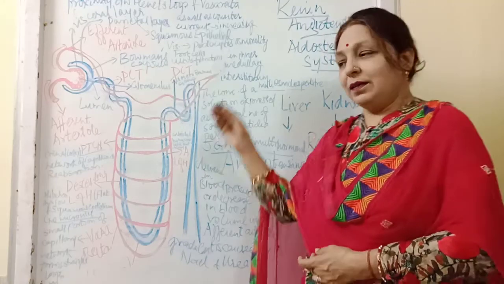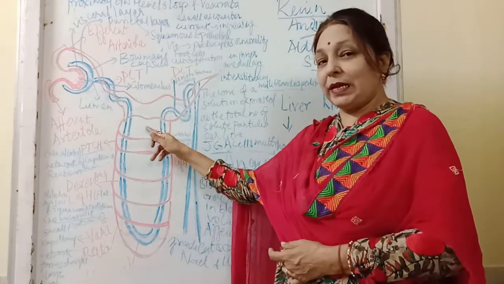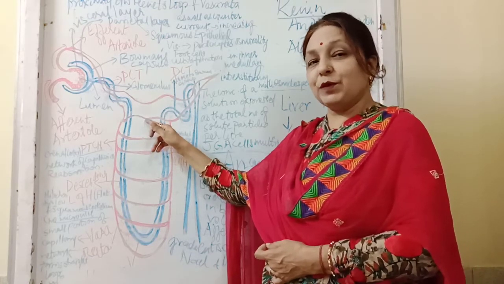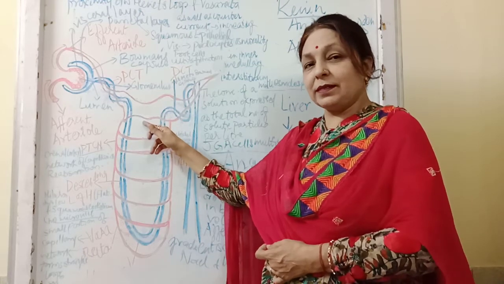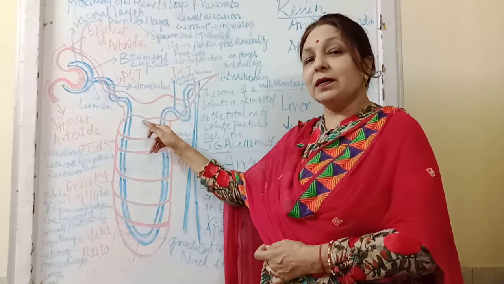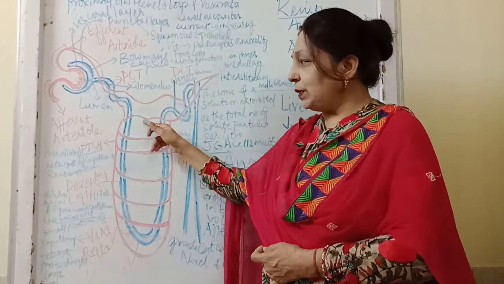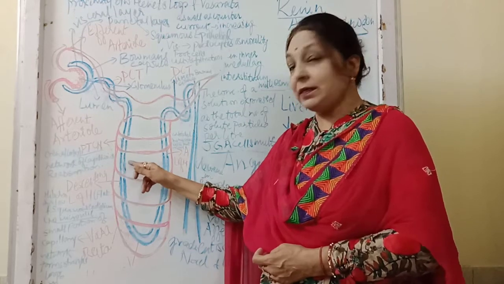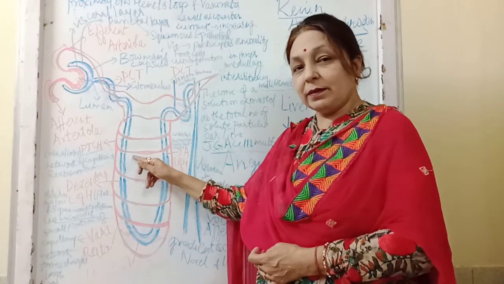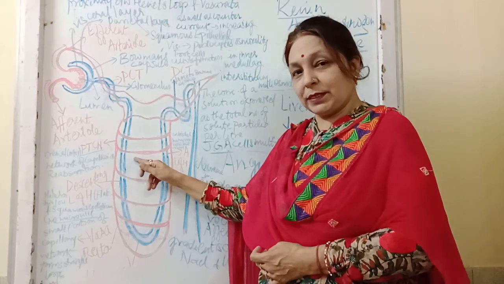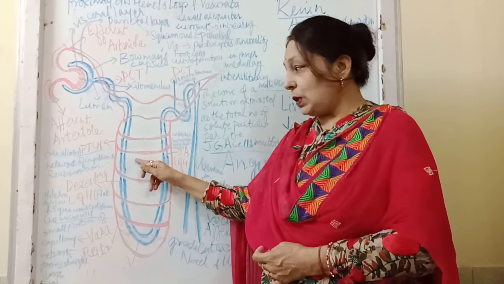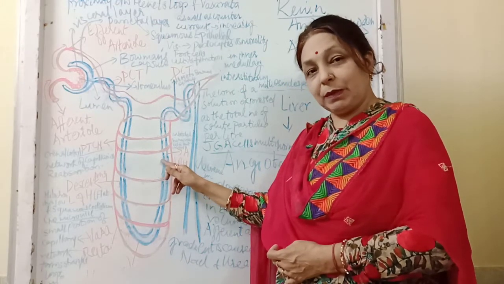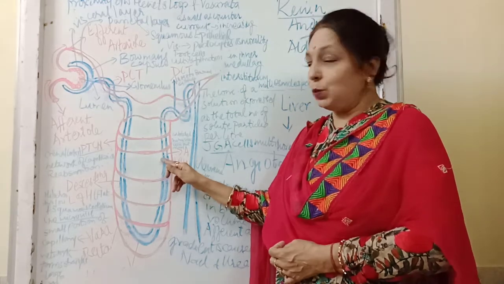Hello viewers. Now in this lecture I would like to tell you about the mechanism of the concentration of the urine. That is, it is by the mechanism called the counter current mechanism. I told you already that the flow of filtrate in the loop of Henle's, that is in the descending limb, is permeable to water and impermeable to salt, whereas the ascending limb of the loop of Henle's is permeable to salt and impermeable to water.